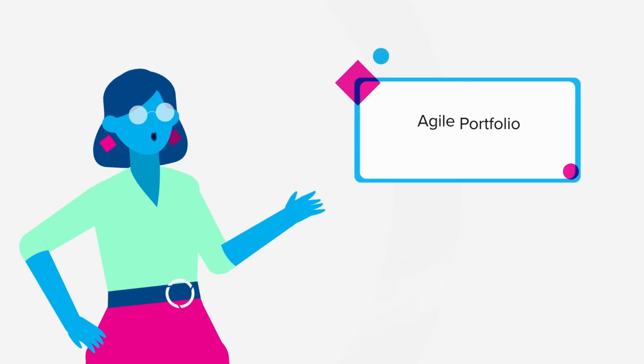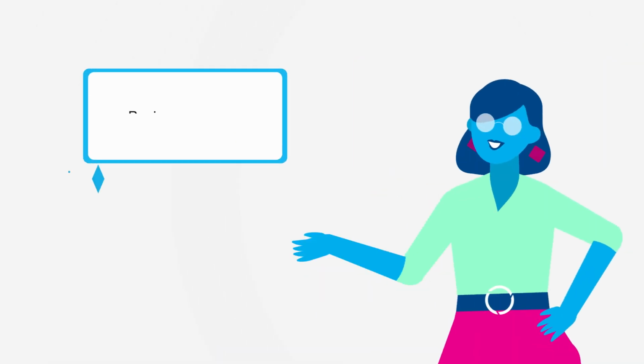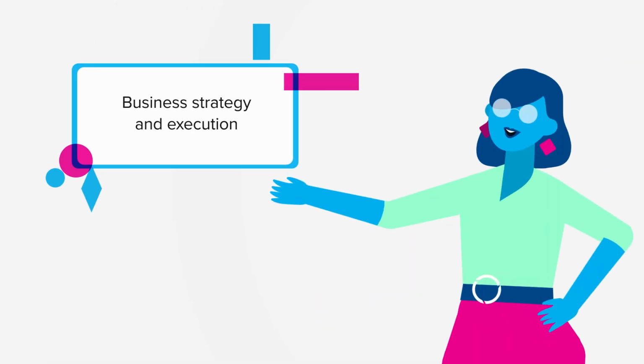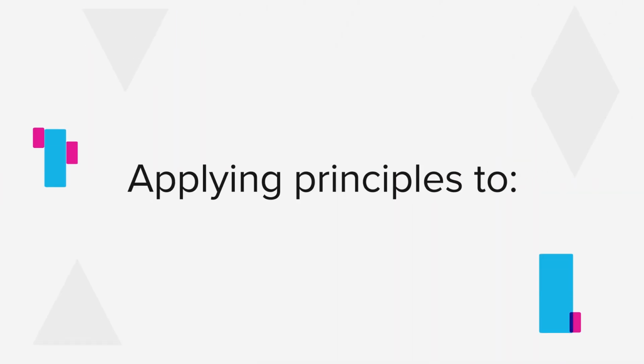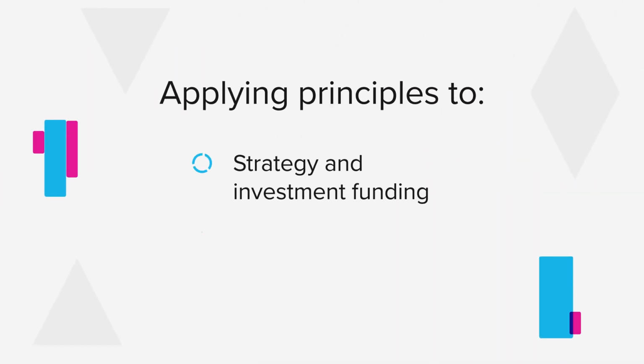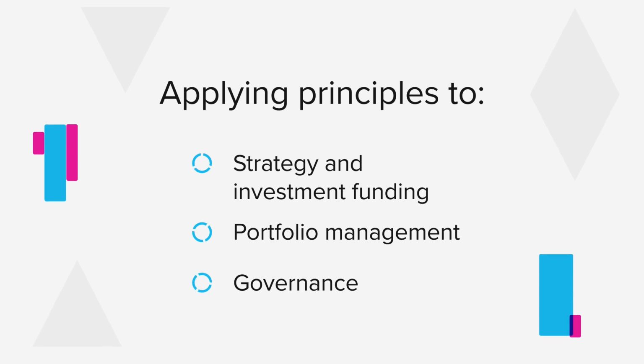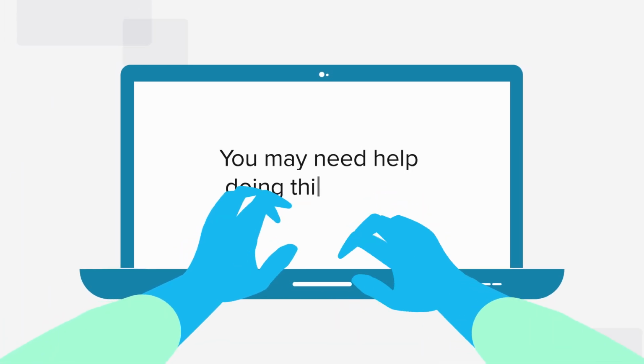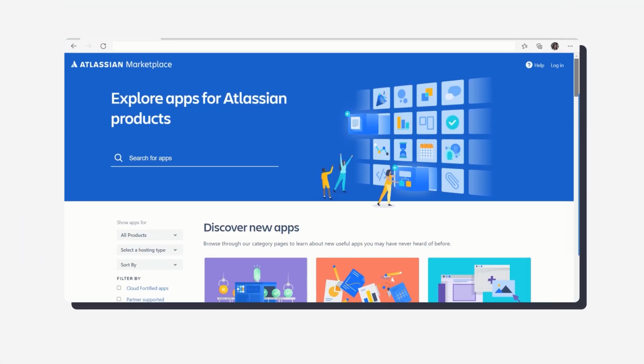When browsing the marketplace, first you'll need a clear definition of the problem you want to solve. Let's say you are following agile portfolio management principles to align your business strategy and execution. You'll need to apply those principles to strategy and investment funding, portfolio management, and governance. You may need help doing this with Jira. That's why the marketplace exists.